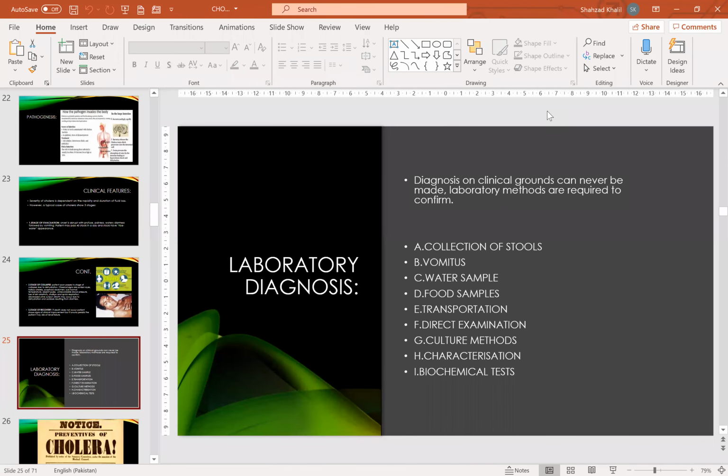Laboratory diagnosis. Diagnosis on clinical grounds can never be made. Laboratory methods are required to confirm. It includes the collection of stools, vomitus, water sample, food sample, then the transportation of these samples, then direct examination, culture methods, then characterization and biochemical tests. These are done for the confirmation of the diagnosis.